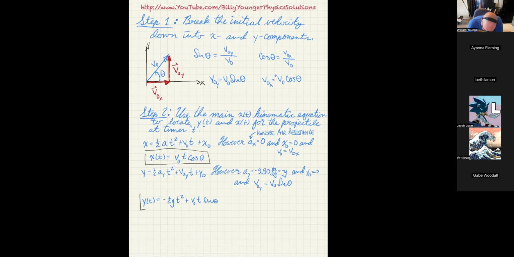So this equation and this equation will give you the x and y position. So you can find the position, parenthesis, x of t, comma, y of t, close parenthesis, at any point in time, just by plugging these into an ordered pair, where the x is v0t cosine theta and the y is negative 1/2 gt squared plus v0t sine theta. So that's step 2 of solving projectile motion. Now we can just start using these results to figure out various parameters. So step 3.